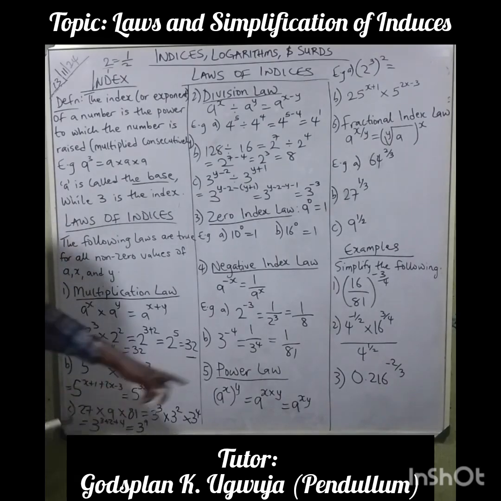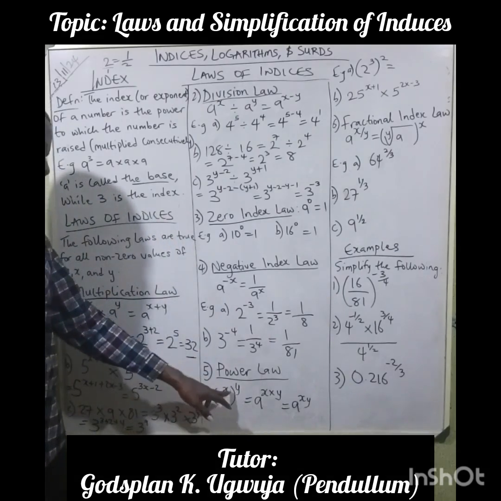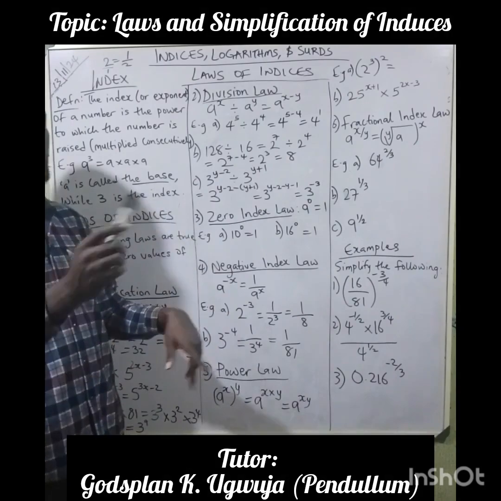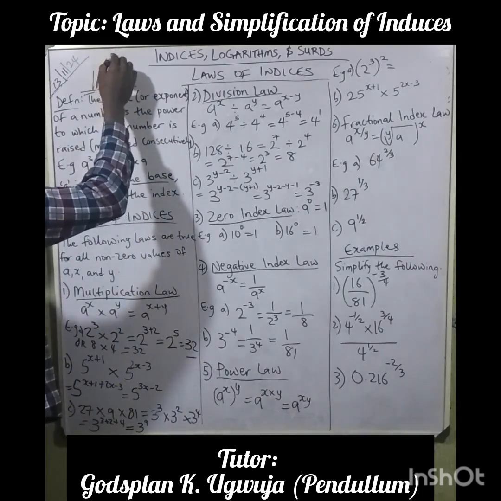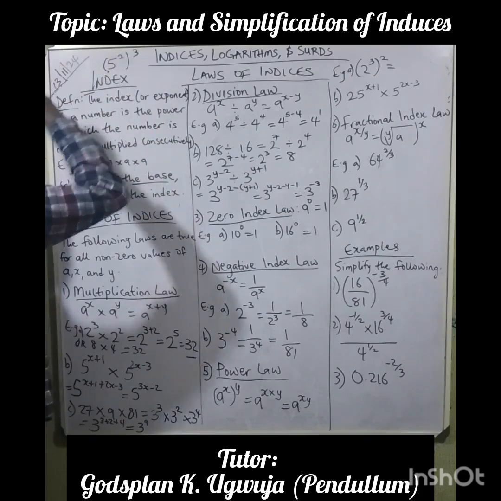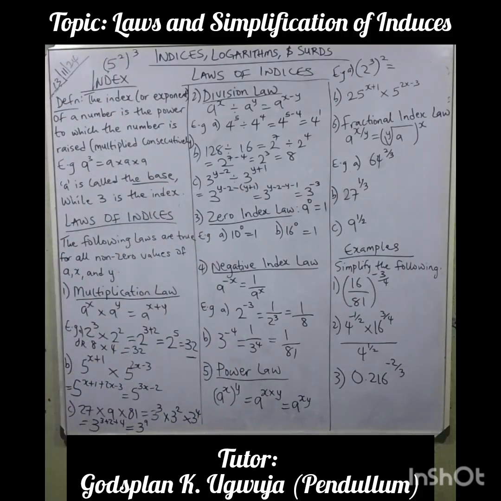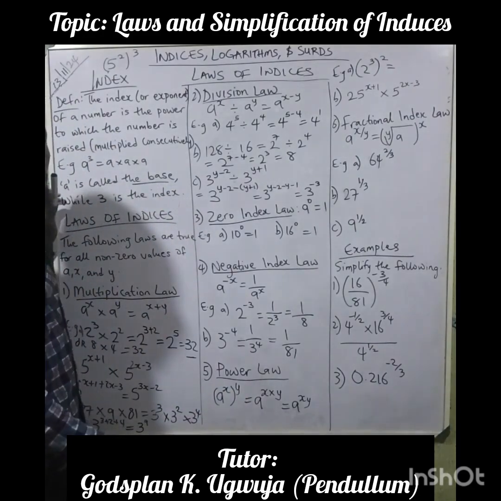Now we have the power law. Power law simply states that if a number is already raised to a power and then everything is raised to another power, that means a number has 2 indexes. Just like saying 5 raised to power 2 and then raised to power 3 again. If a number has 2 powers, you can just multiply the 2 powers. That's what power law states.